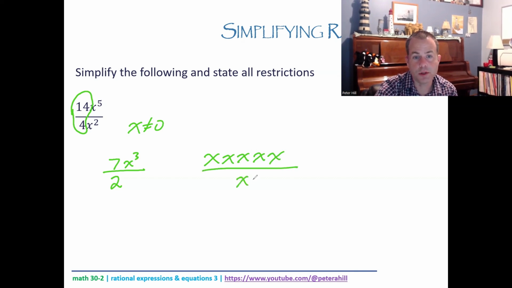X to the 2 is x times x. And then I could go, okay, well, x divided by x is 1, so that's gone. X divided by x is 1, so that's gone. What am I left with? I'm left with x times x times x, which is x cubed. So either way, whatever makes the most sense to you is perfectly fine there.